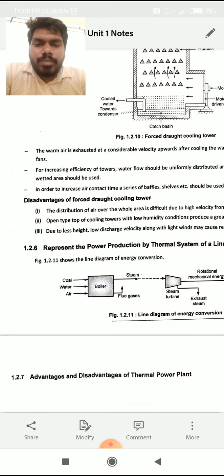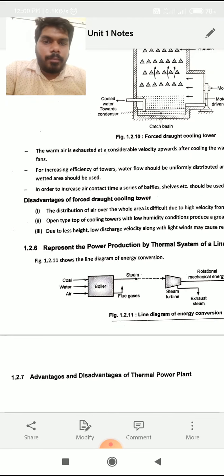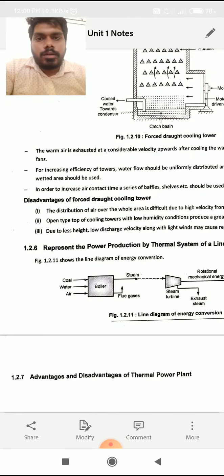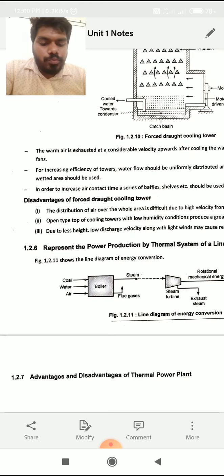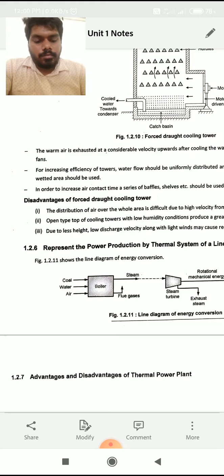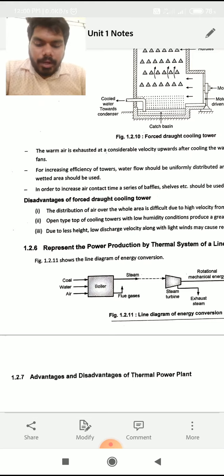There are also some disadvantages of forced draught cooling. The distribution of air over the whole area is difficult due to the high velocity of the impellers, so the air is unevenly distributed. An open type top of cooling tower in low humidity conditions produces a greater load on the spray eliminator, so the spray is distributed unequally. Due to less height and low discharge velocity, along with light wind, recirculation of heated air may occur continuously.